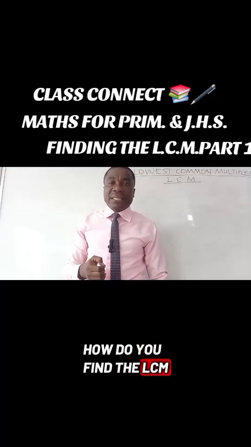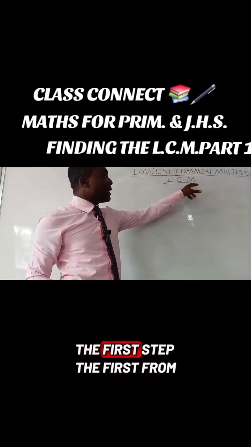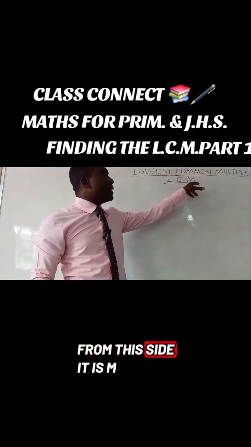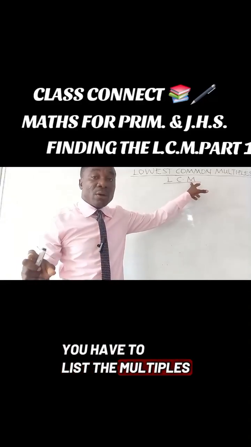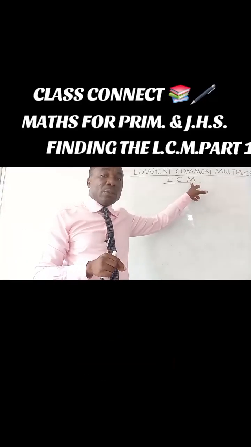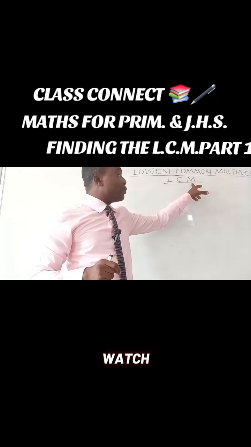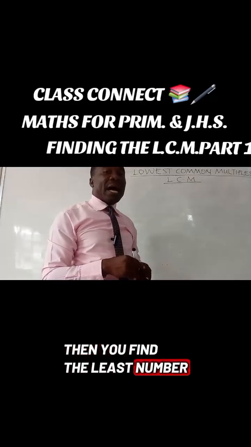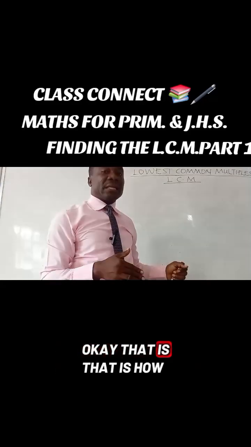Now, how do you find the LCM? First of all, you have to go through the first step, the first from the left. It is M. M simply means multiples. So you have to list the multiples of the numbers. If you check my video on multiples, you will see how we find multiples of numbers, so please find the video and watch. So, list the multiples of the numbers, then list the common numbers out of the multiples. Then you find the least number out of the common numbers that you've listed. That's how we find LCM.